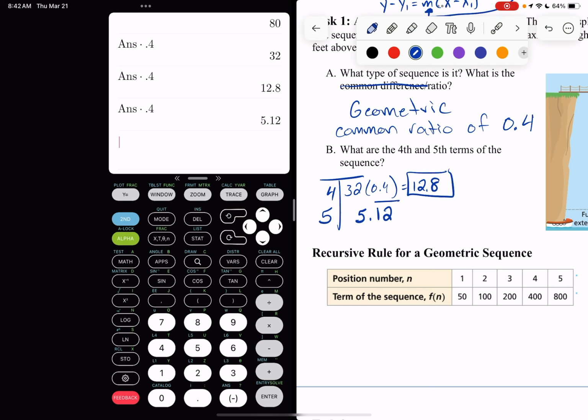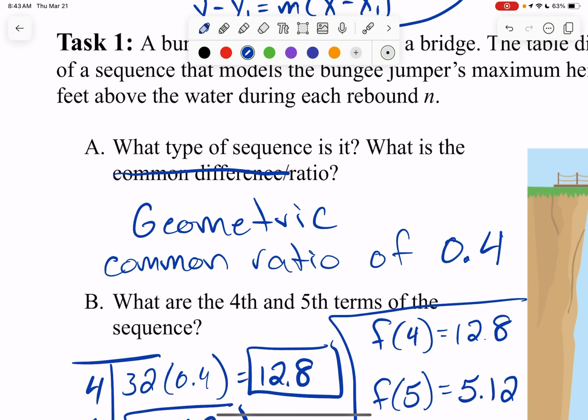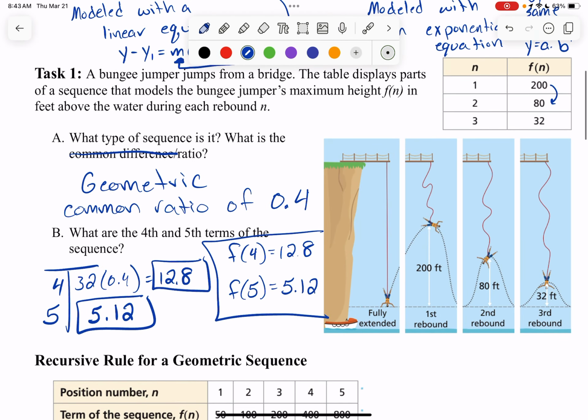So there's the fourth term. I would write it, f of 4 is 12.8, and f of 5 is 5.12. So there are the fourth and fifth terms of the sequence. And I can keep going and it'll just give me all the next ones. And again, I'm going to get really small because this is an exponential decay problem, right? Because I'm multiplying by 0.4 each time. It's exponential decay.